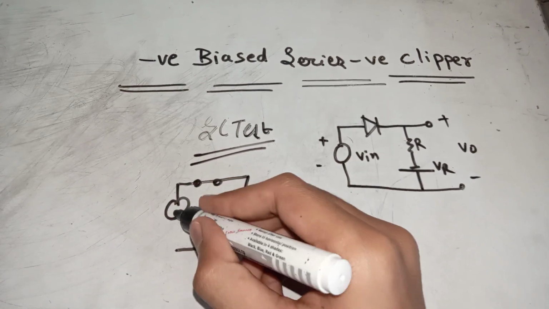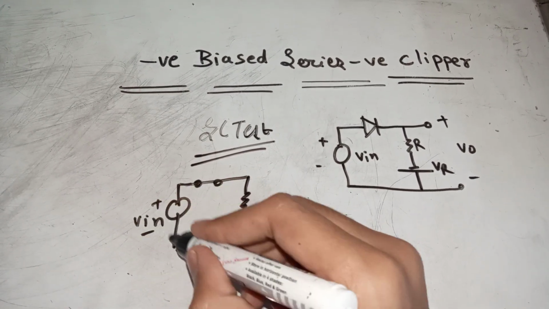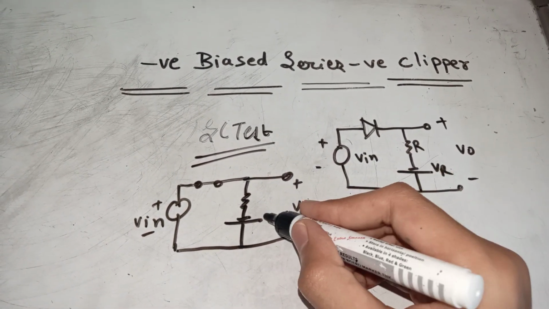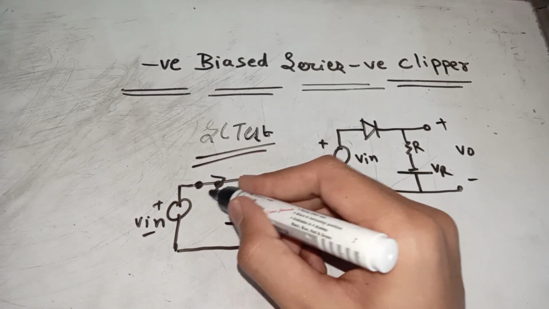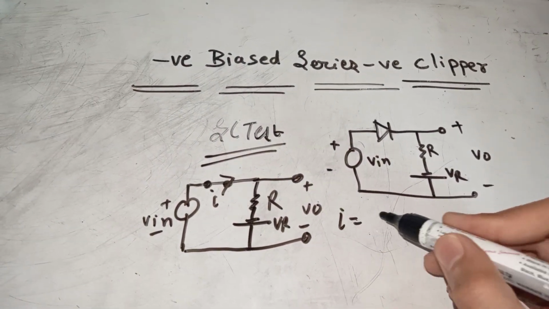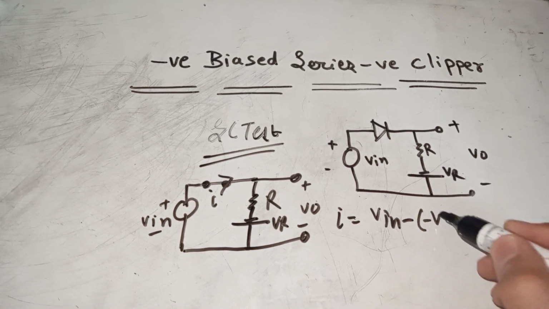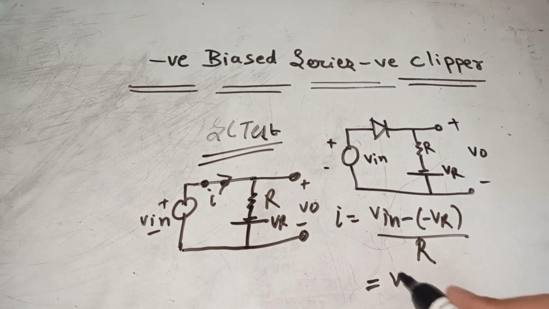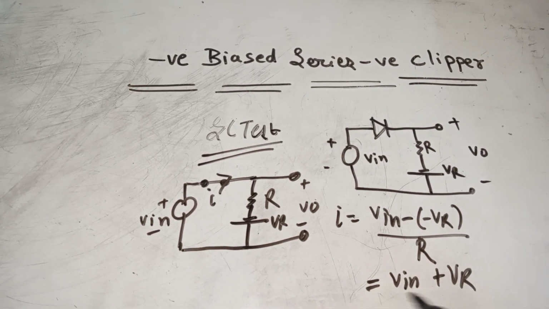The diode will be short circuited. This is V in and this is V out. This is V reference, this is the resistor, right? This is I. Now the value of I is (V in minus (minus VR)) divided by R, which equals (V in plus VR) by R.